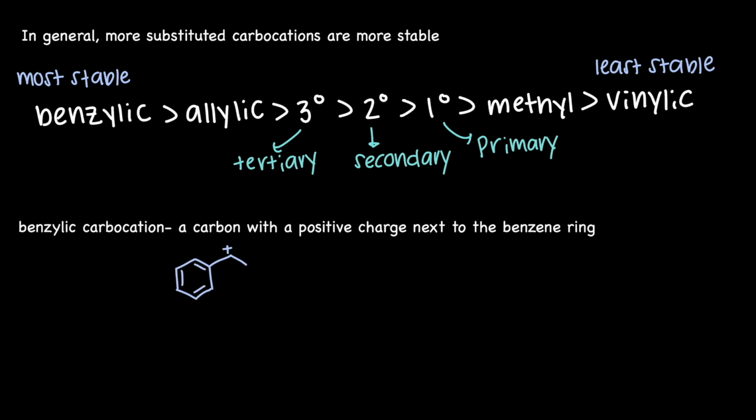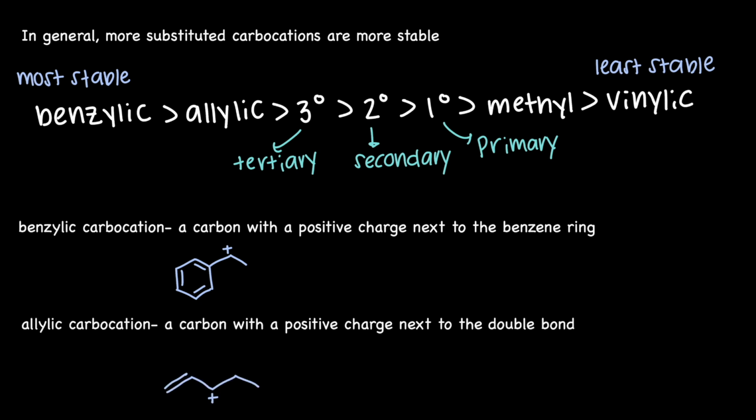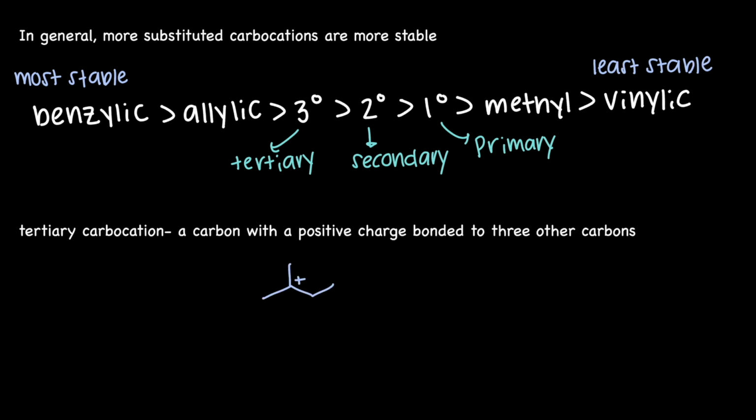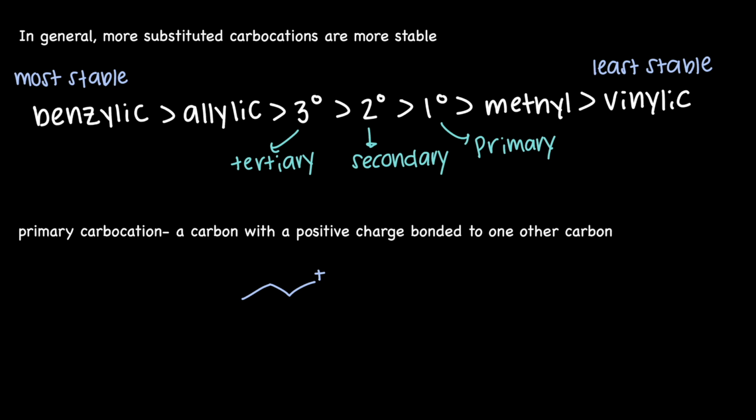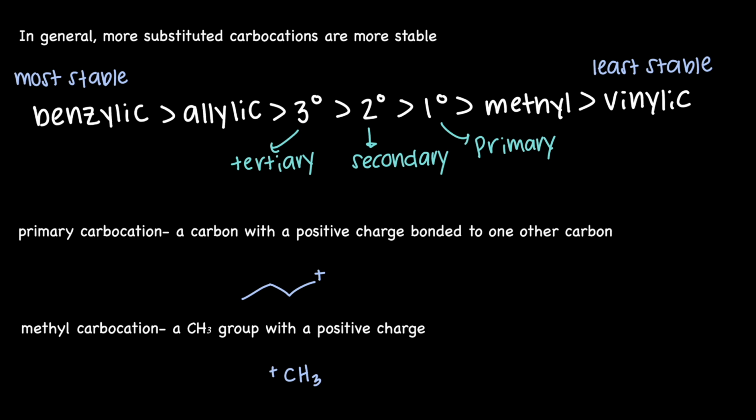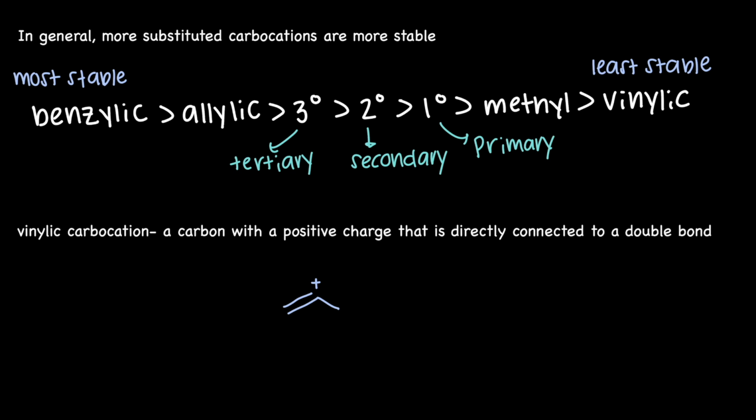A benzylic carbocation is a carbon with a positive charge next to the benzene ring. An allylic carbocation is a carbon with a positive charge next to a double bond. A tertiary carbocation is a carbon with a positive charge bonded to 3 other carbons. A secondary carbocation is a carbon with a positive charge bonded to 2 other carbons. A primary carbocation is a carbon with a positive charge bonded to 1 other carbon. A methyl carbocation is a CH3 group with a positive charge. A vinylic carbocation is a carbon with a positive charge that is directly connected to a double bond.